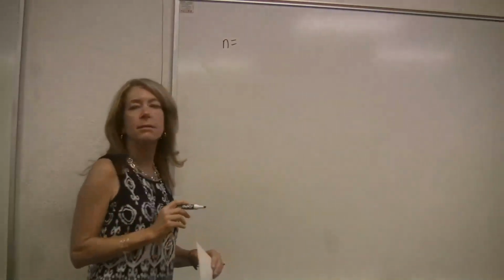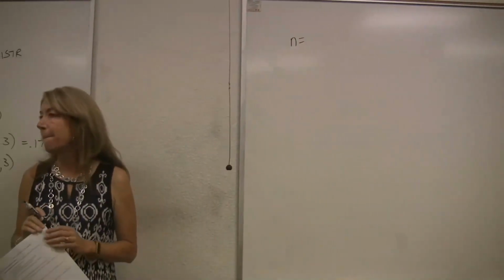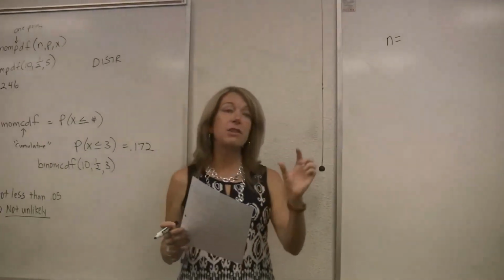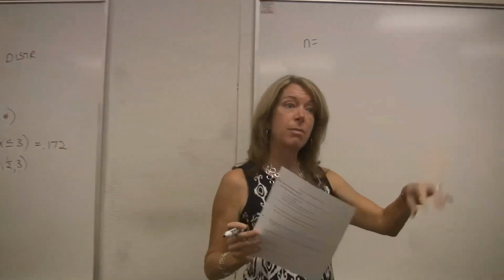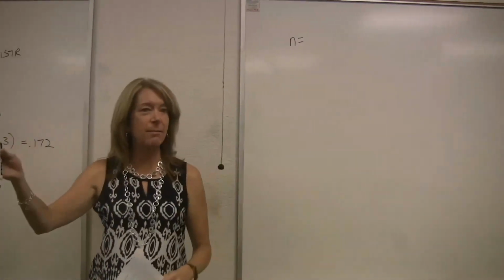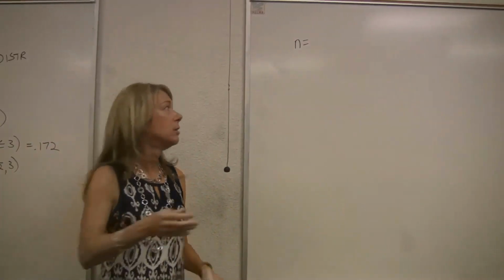In this case, what is n? Number of answers, so 5. The 5 has to do with each individual question. But how many total questions does he have? That's your n. So he's going to guess 7 times, so that's like your number of trials.